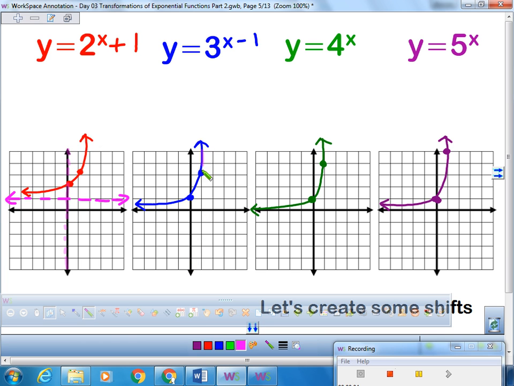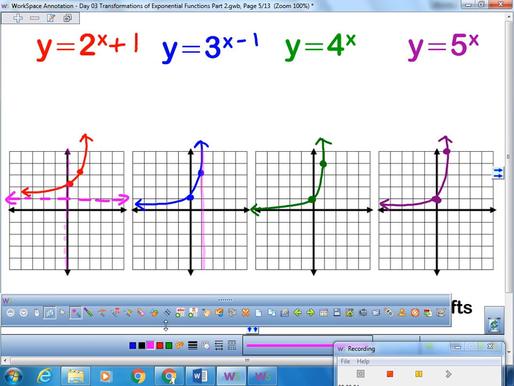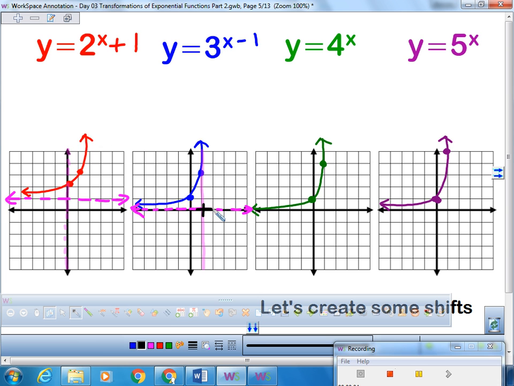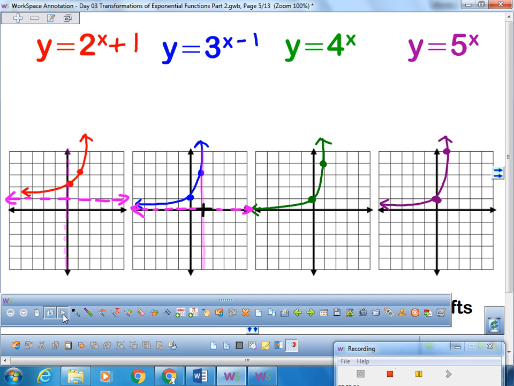So my y-axis is now going to be to the right one. My asymptote on the x-axis is still there. So it's like my origin has now shifted over 1. Shift to the right. So my graph is going to be the exact same graph. It's just shifted over 1.